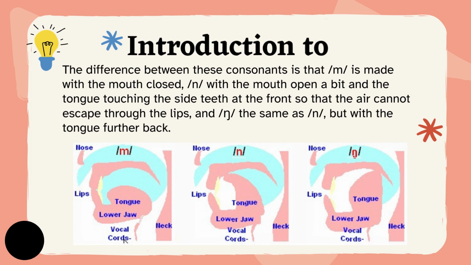For example, the consonant M is made with the mouth closed, like this. And the N with the mouth open a bit and the tongue touching the side teeth at the front of the mouth so that the air cannot escape through the lips. The ng sound is the same as N, but with the tongue further back. Let's look at these three consonant sounds in the following chart.